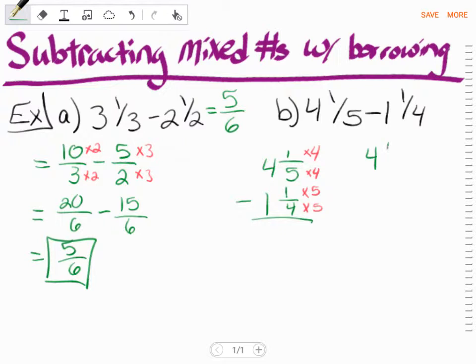1 times 5 gives you 4. 1 times 4 gives you 4. And 5 times 4 gives you 20. I'm subtracting 1. 1 times 5 gives me 5. 4 times 5 gives me 20.